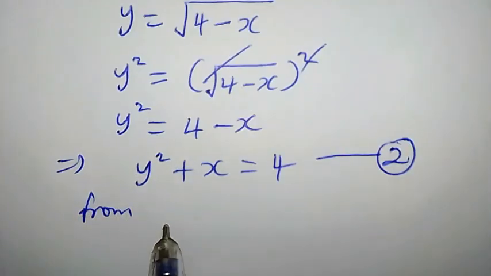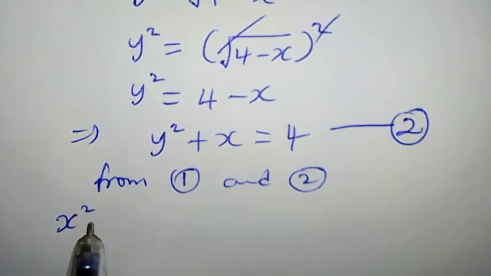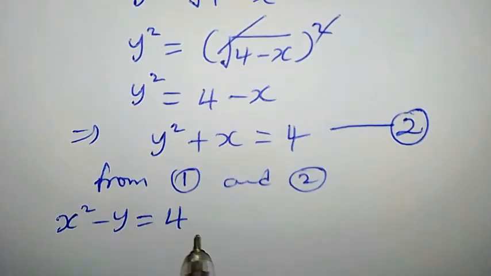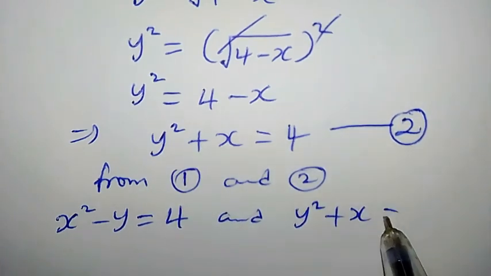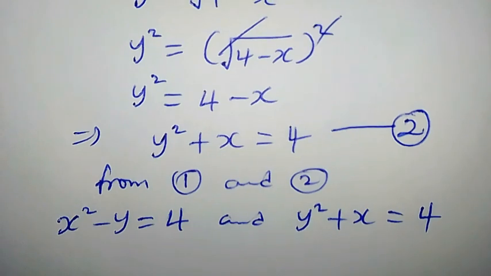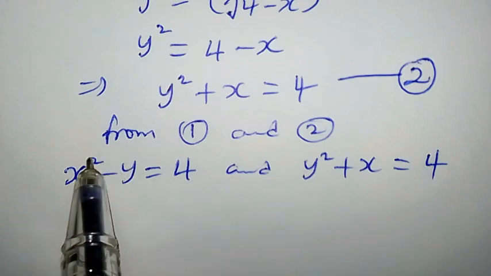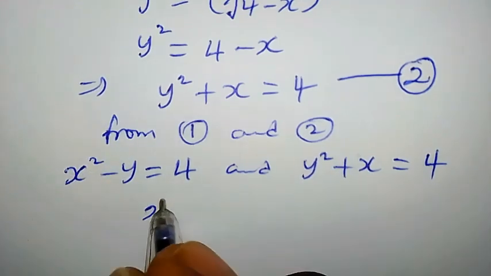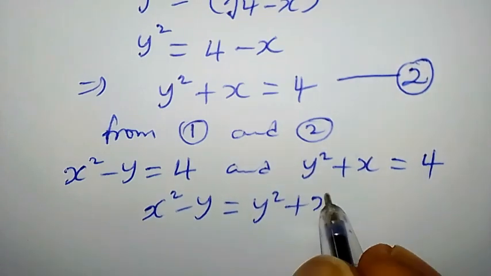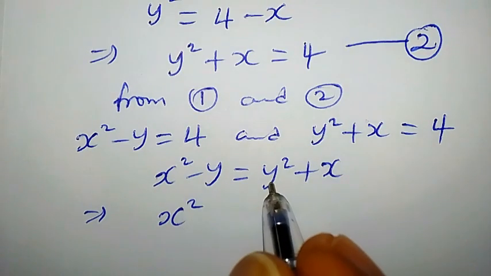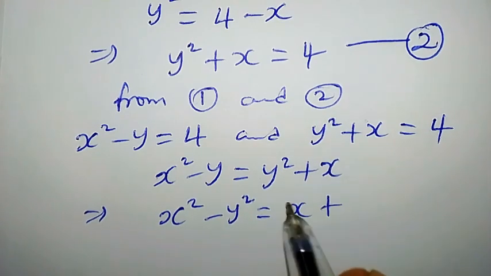Now, from equation 1 and equation 2, equation 1 is x squared minus y equal to 4, and equation 2 is y squared plus x equal to 4. You will notice something here. The constant is the same. We have 4 here, we also have 4 here. That means we can equate these two guys. x squared minus y is equal to y squared plus x. This implies that x squared, when we transfer y squared to the left hand side, we have minus y squared equal to x plus y.